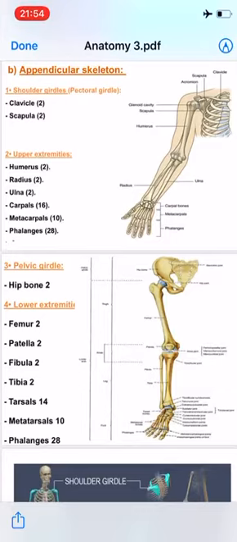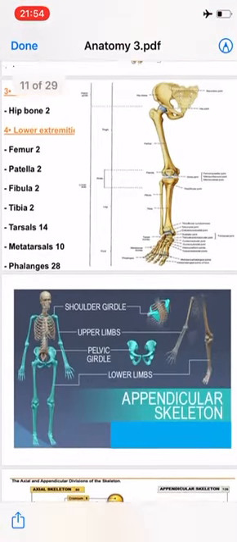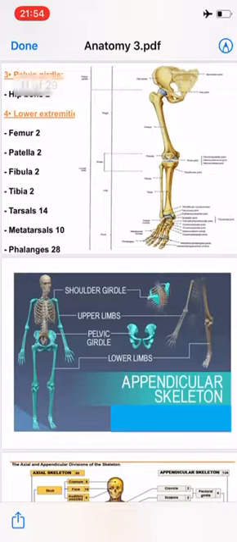Third, we have a pelvic girdle. We have two hip bones. Fourth, we have lower extremities. The lower extremities include the femur, the thigh bone, patella, and we have the fibula and tibia.